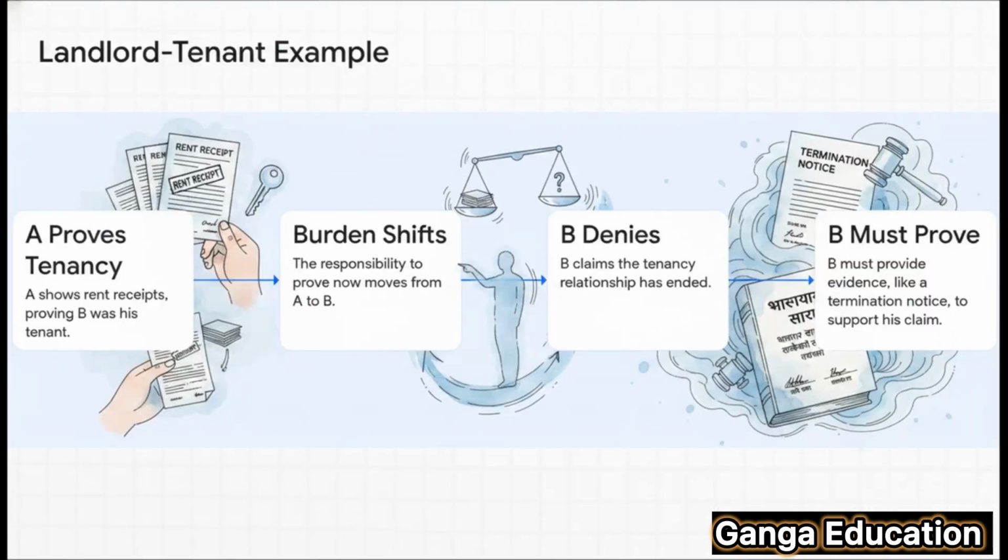Let's make this crystal clear with a practical example you might see in an exam. So imagine person A proves that person B was their tenant. How? By showing rent receipts. Simple enough. At that exact moment, the burden of proof flips. It's no longer on A, it's on B. Now, if B claims the tenancy ended last month, it's B's job to prove it. He'd have to show some solid evidence, maybe a termination notice.